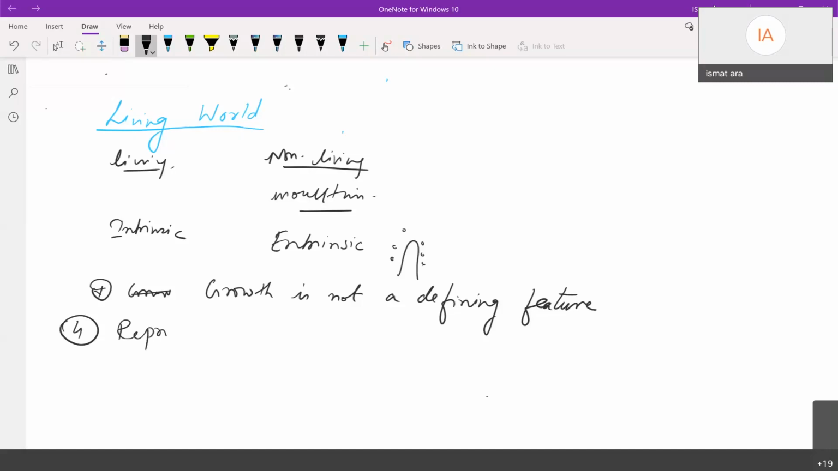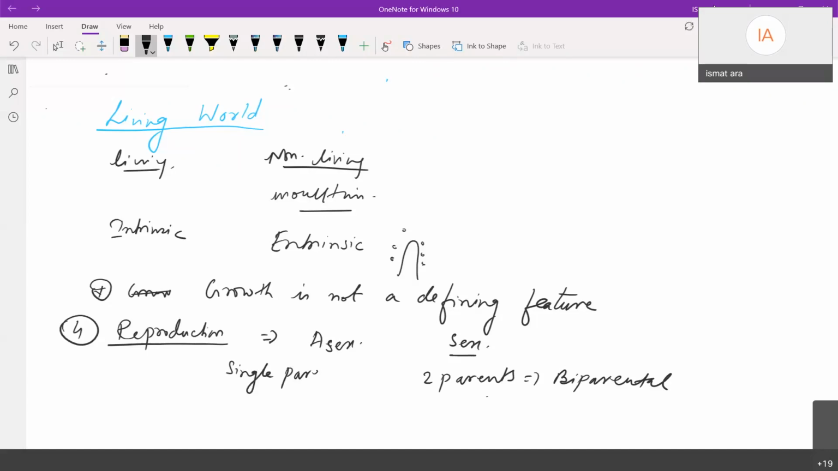Fourth one, reproduction. Reproduction is the process of formation of offspring having features more or less similar to the parents. This is called reproduction. Now take the difference between asexual and sexual. In sexual reproduction, two parents are required, so we can say they are biparental. Asexual has a single parent, that means uniparental.